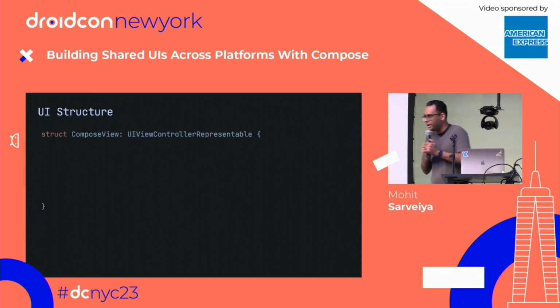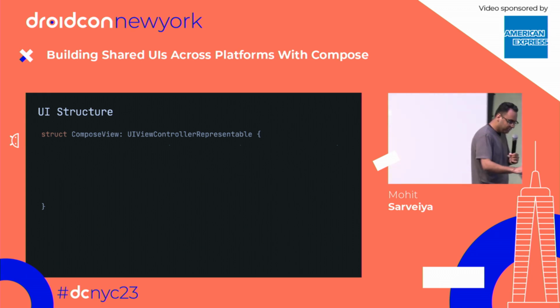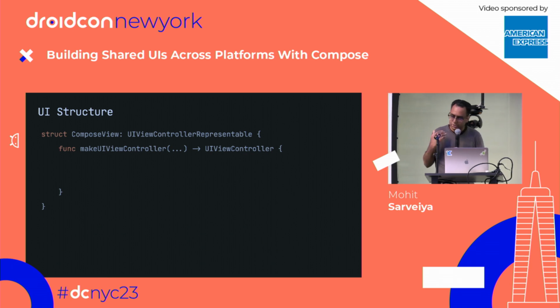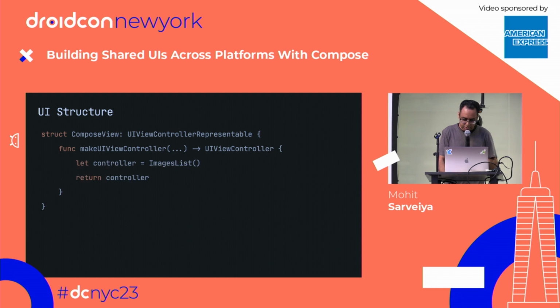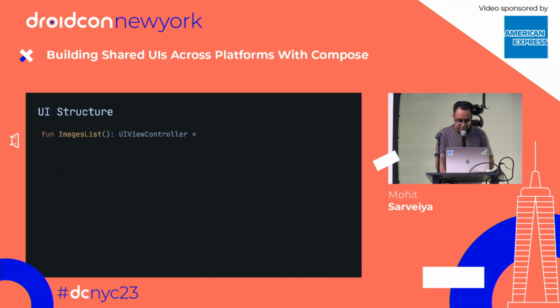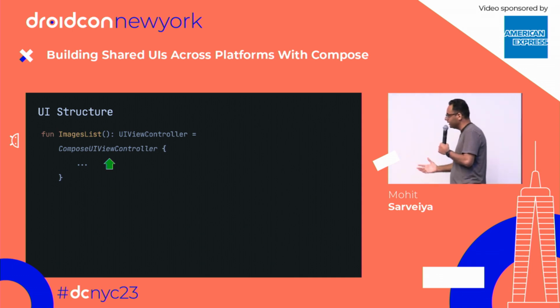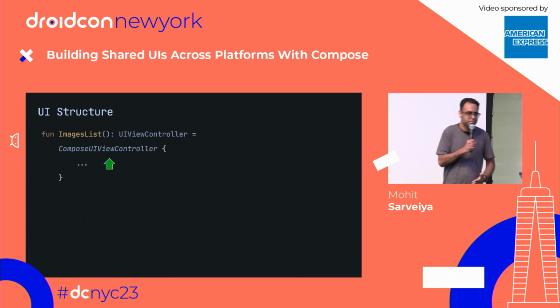The first thing we need in iOS is to create this struct, and forget about this long thing here. What this struct is basically going to have is a method that returns a UI view controller. This image list is a method that's going to return a UI view controller, and this ComposeUIViewController is the utility that's provided, which is the bridge between the SwiftUI world and the Compose world.